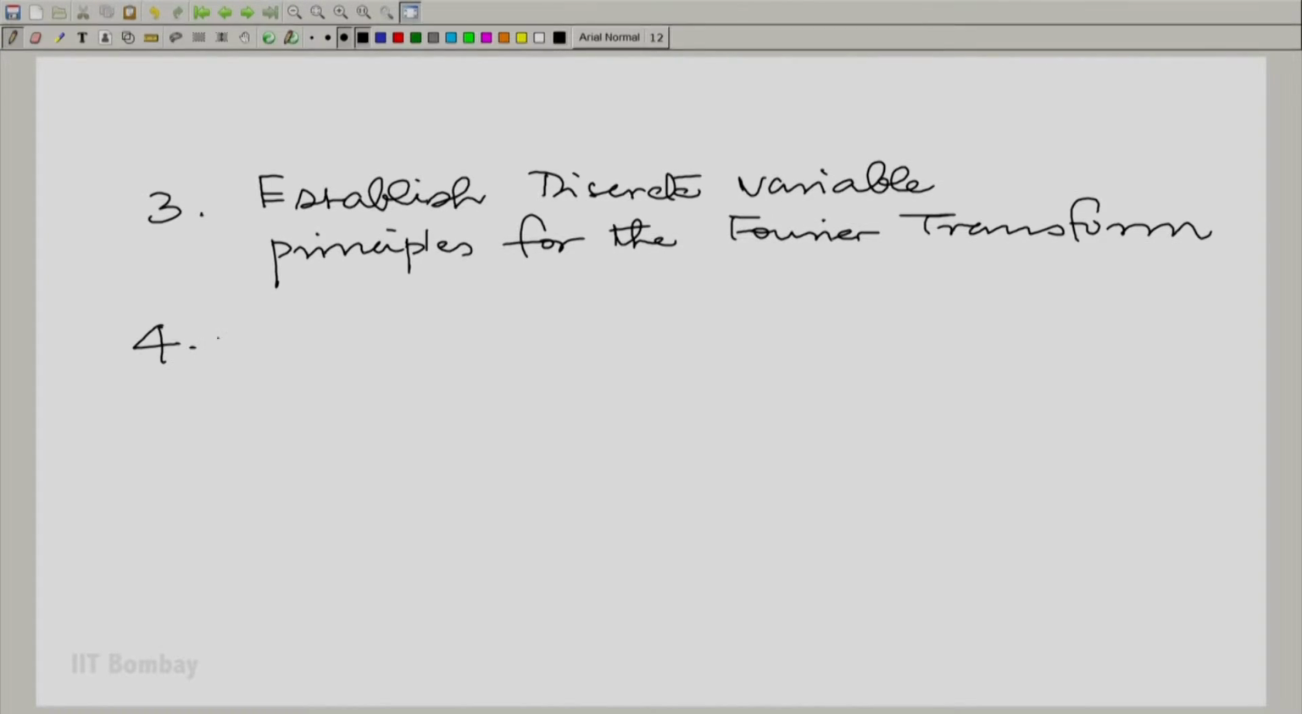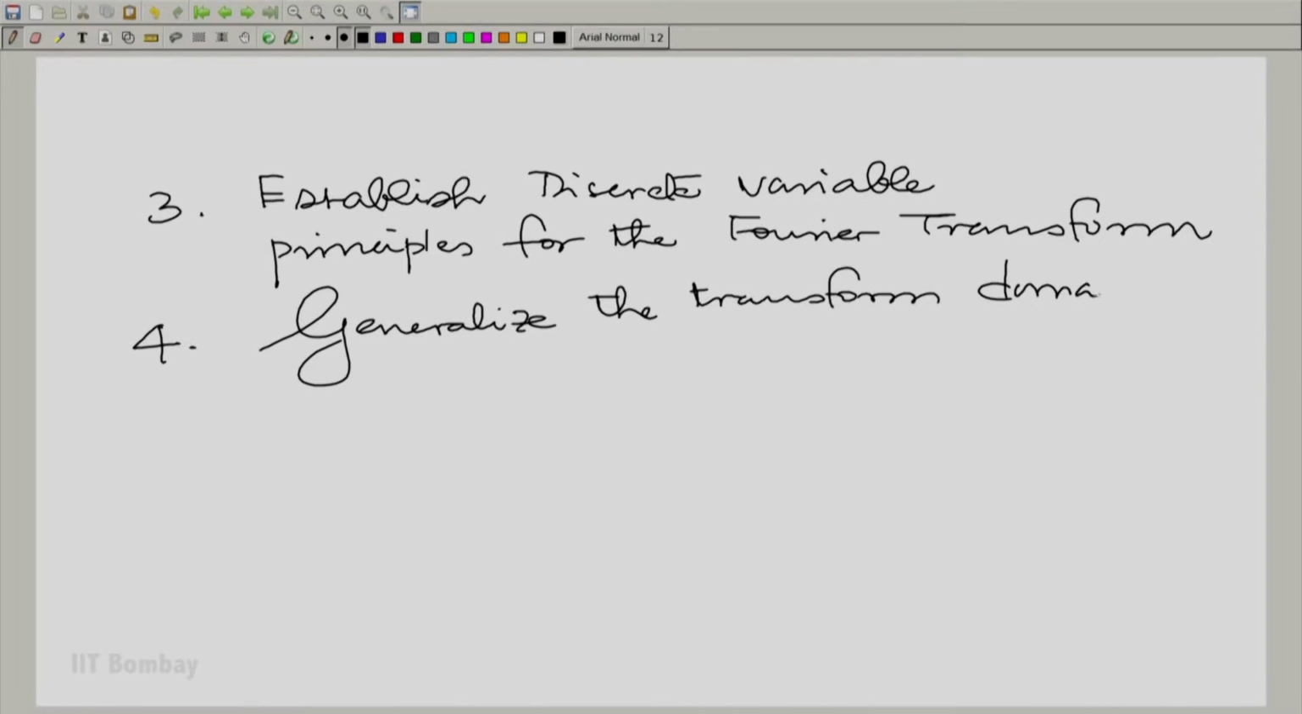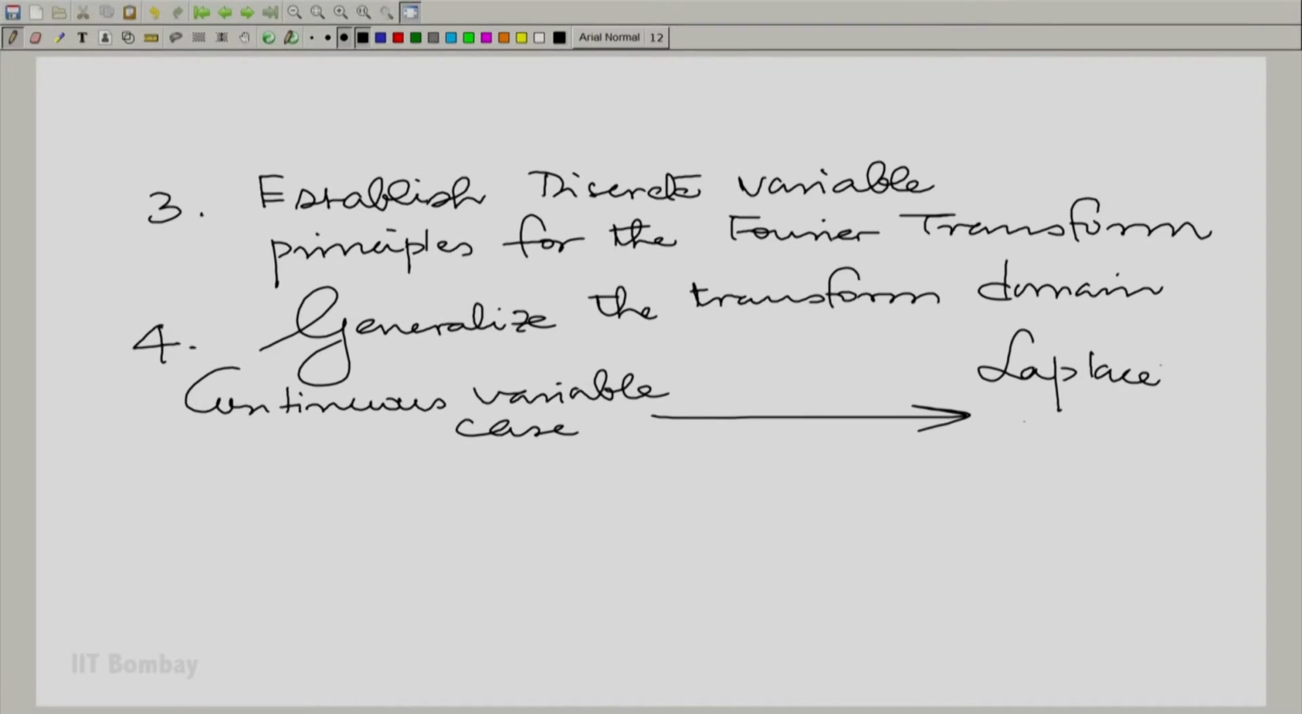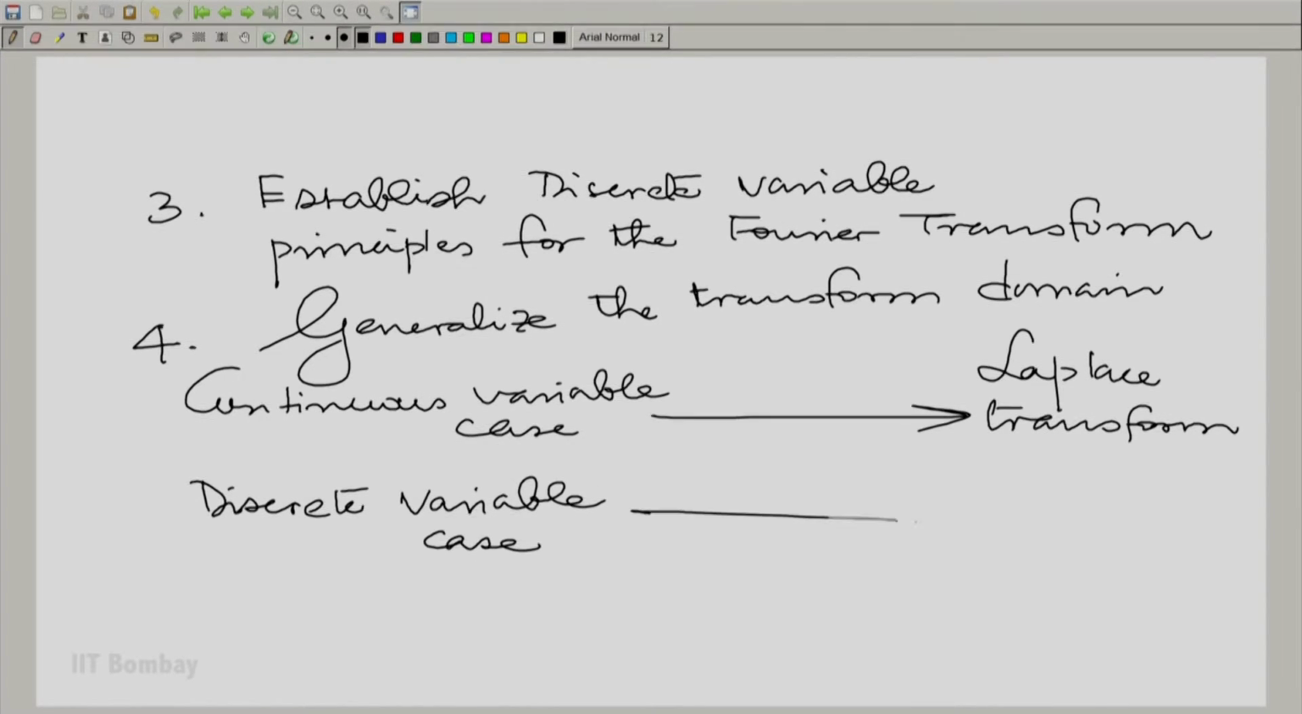And the fourth is to generalize the transform domain. For the continuous variable case, we generalize to the Laplace transform. For the discrete variable case, we generalize to the Z transform. And having done all this, we acquire the ability to deal with a much wider class of systems than we can at the moment. So, where are we right now?